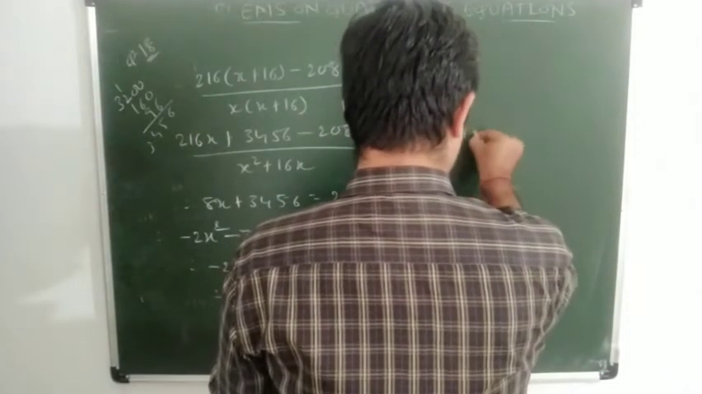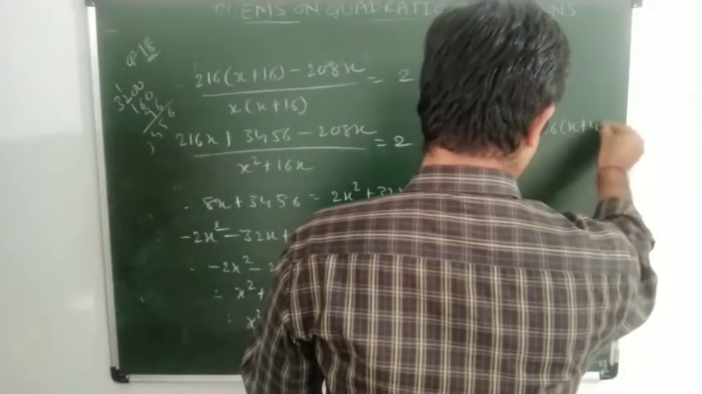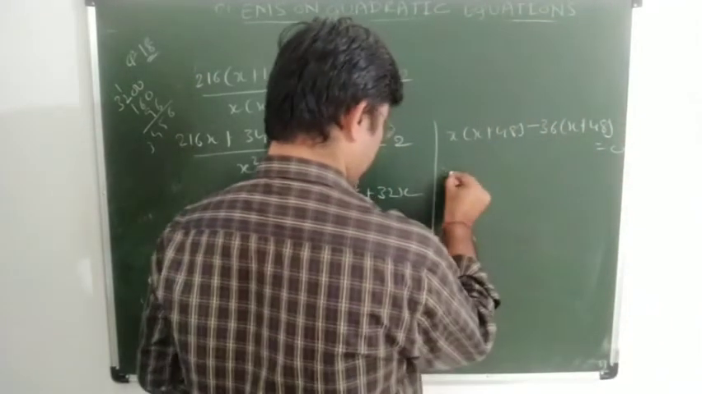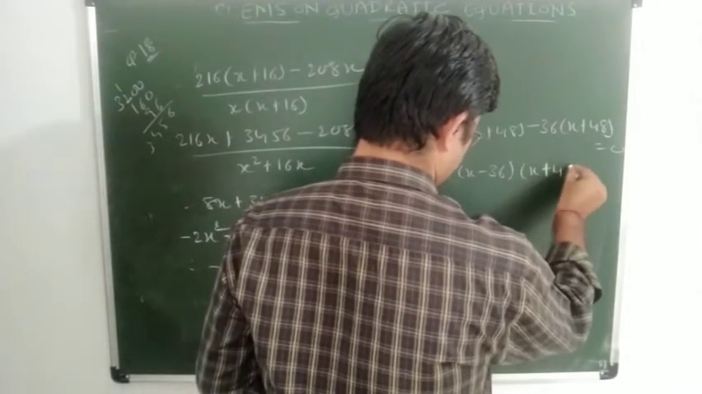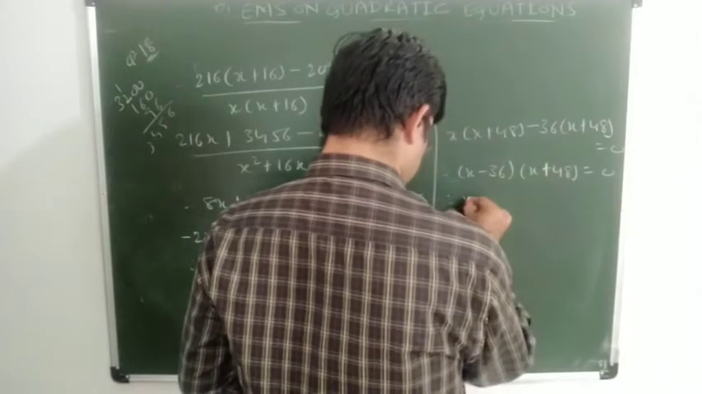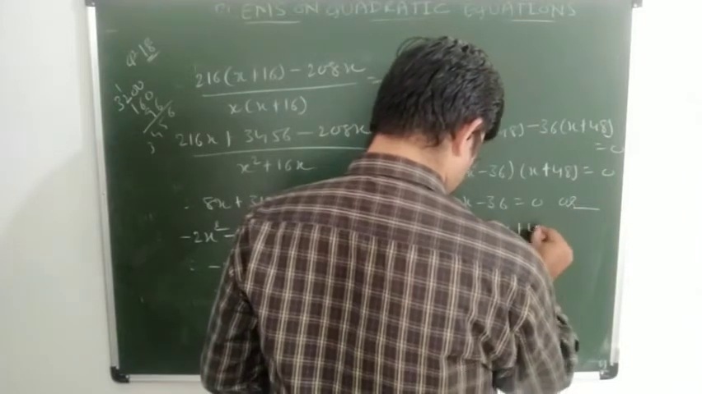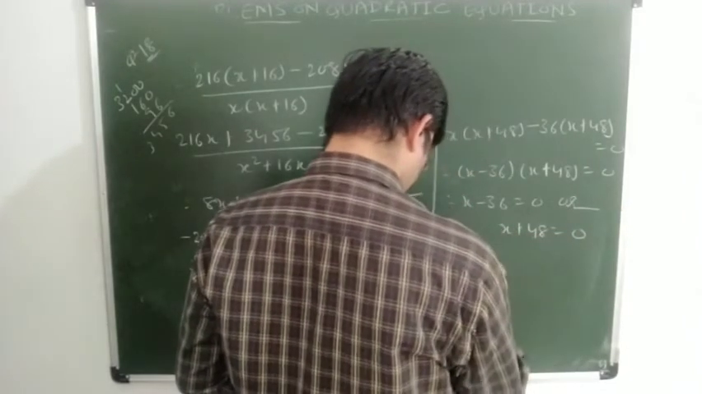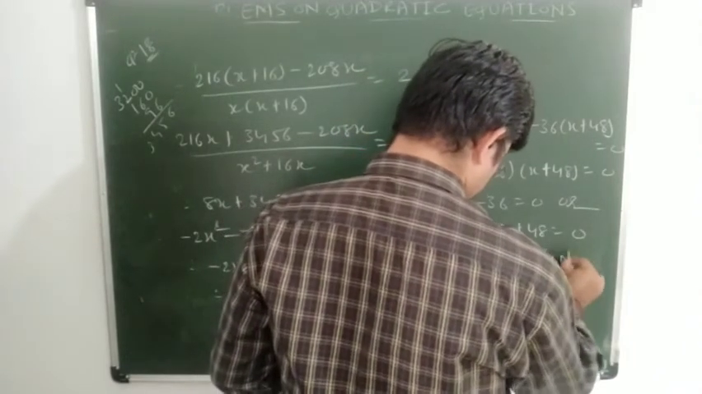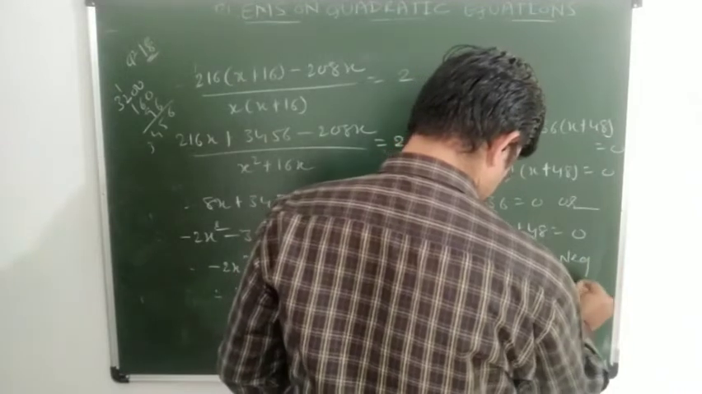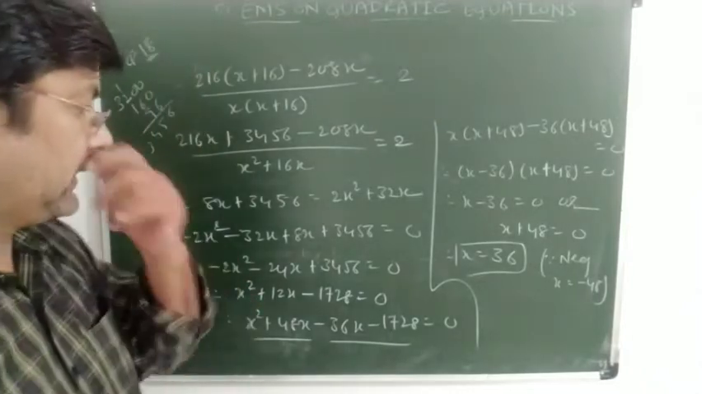Okay, so x common, x plus 48, minus 36 common, x plus 48 equals 0. Therefore x minus 36 into x plus 48. Therefore x minus 36 is equal to 0, or x plus 48 is equal to 0. Therefore x is equal to 36, neglecting x is equal to minus 48.